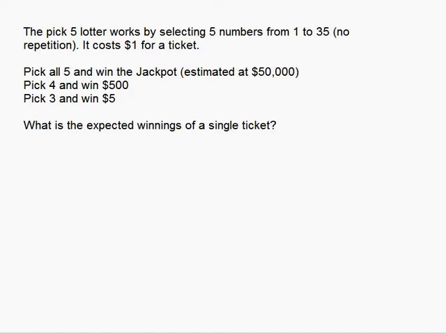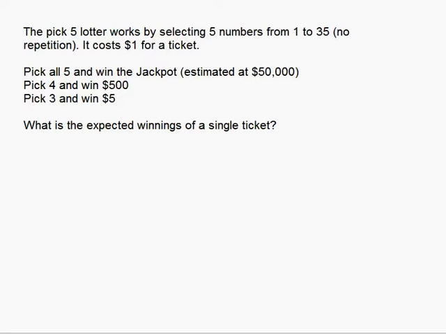Okay, in this example we're going to look at a lottery where we're picking 5 numbers from 1 to 35 with no repetition, and it costs $1 for a ticket. If you get all 5 numbers, you win the jackpot, and with a lot of lotteries these jackpots vary, so we're going to estimate it at $50,000. If we pick 4, we win $500, and if 3 of ours that we picked match, we win $5.